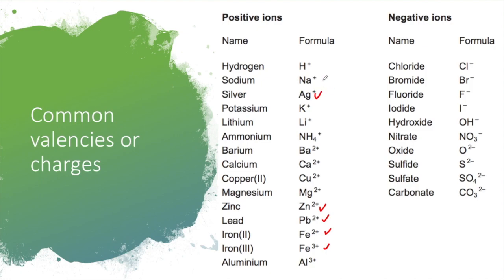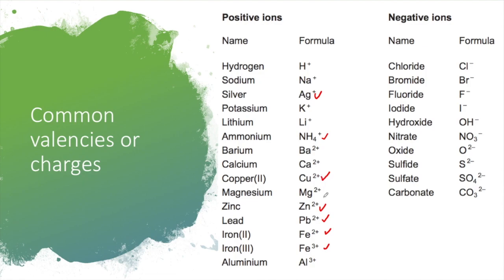Silver is not according to its group, but you can see hydrogen is in group 1, so it's technically +1. Sodium is in group 1, so it's +1. Lithium is +1. Ammonium is not in any particular group. This is a compound, so NH4 is +1. Barium is group 2, calcium is group 2. Copper is a transitional metal, again +2.